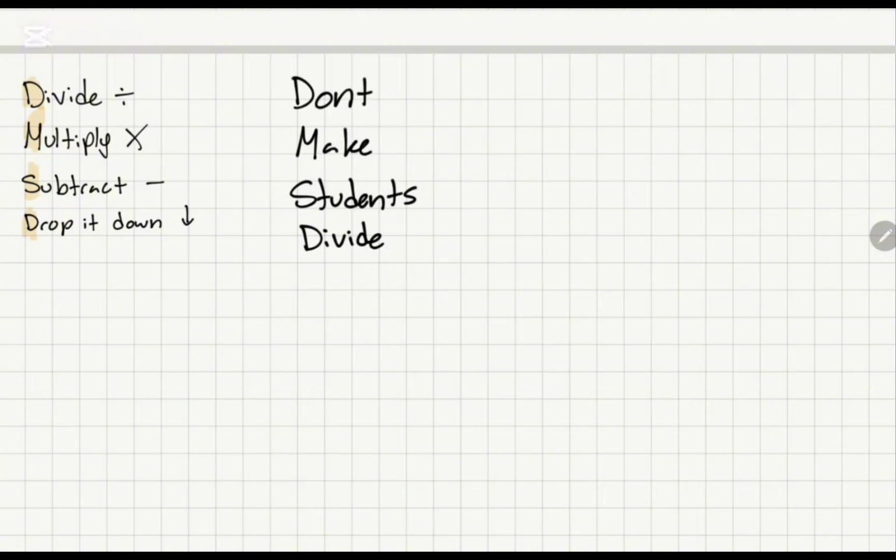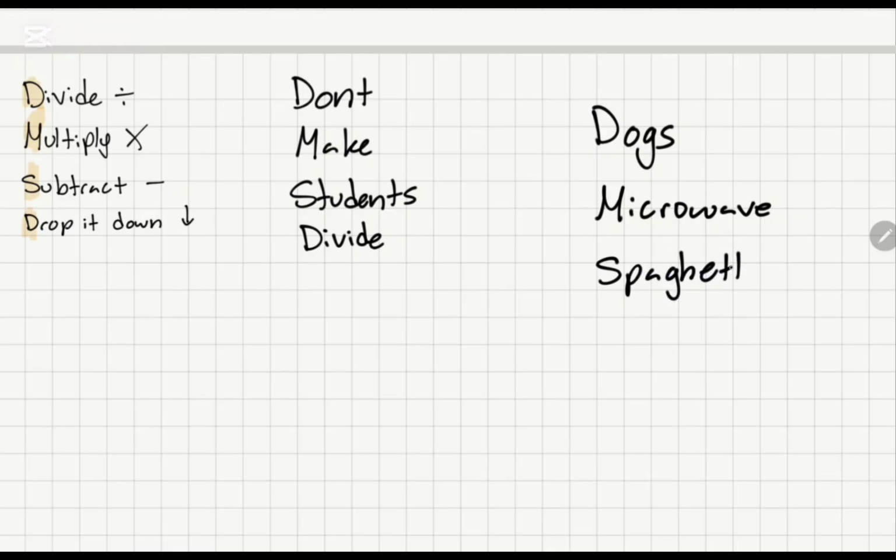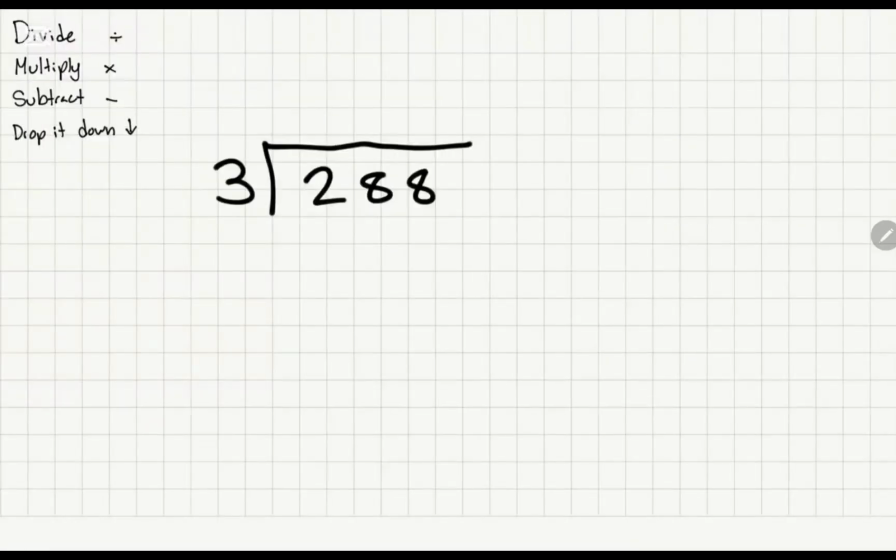You could also remember it by remembering dogs, microwave, spaghetti, daily. So these are 2 mnemonics that you can use to remember the steps divide, multiply, subtract, and drop it down. Alright, so let's try this example.